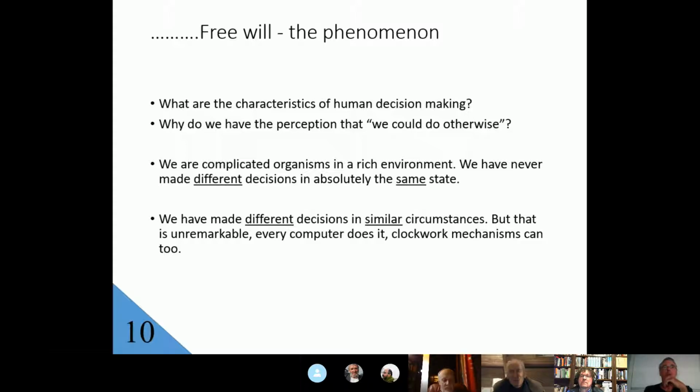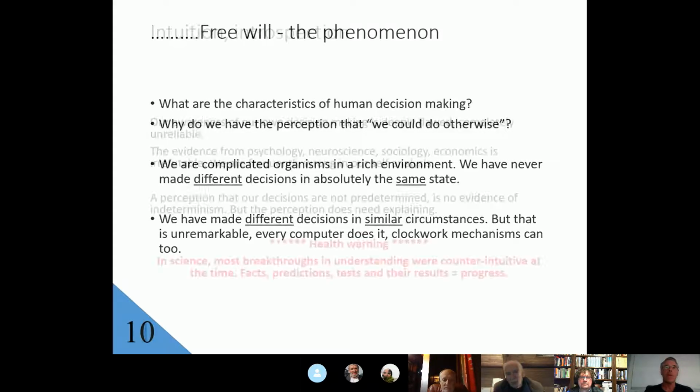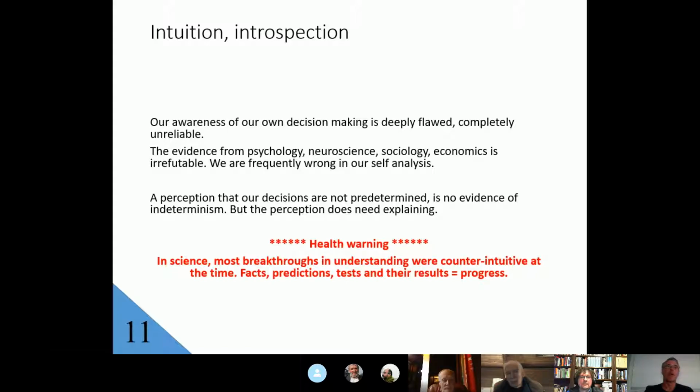So what I'm looking at now is the phenomenon of free will. This is our feeling that we can do otherwise, that our decisions are not predetermined. Again, my comments about intuition and introspection: they're not reliable. It is a fact that we don't understand our decision making. We have a perception that our decisions are not predetermined, but that's not evidence for indeterminism.